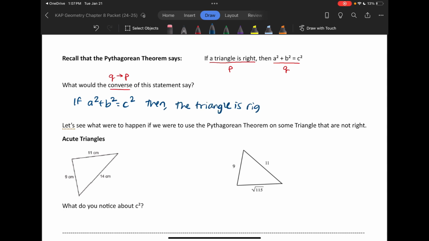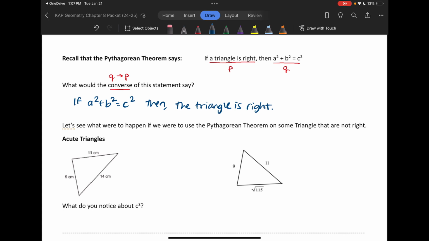And this actually happens to have a really formal name to it. This is known as the converse of the Pythagorean theorem, and it is extremely important. The converse of the Pythagorean theorem basically says, if a squared plus b squared is equal to c squared, then we have a right triangle.